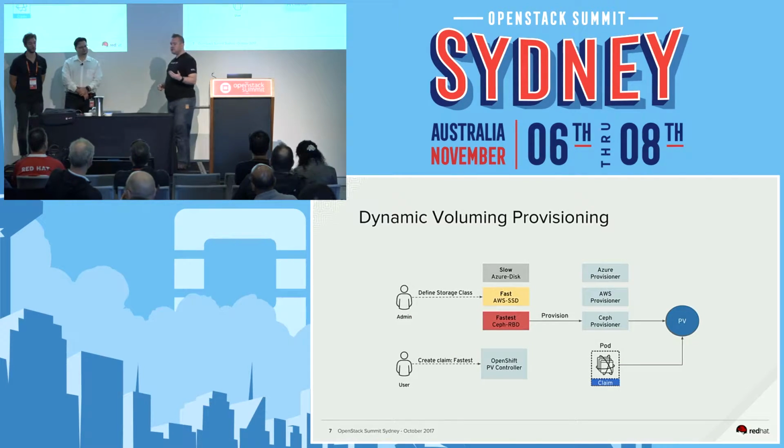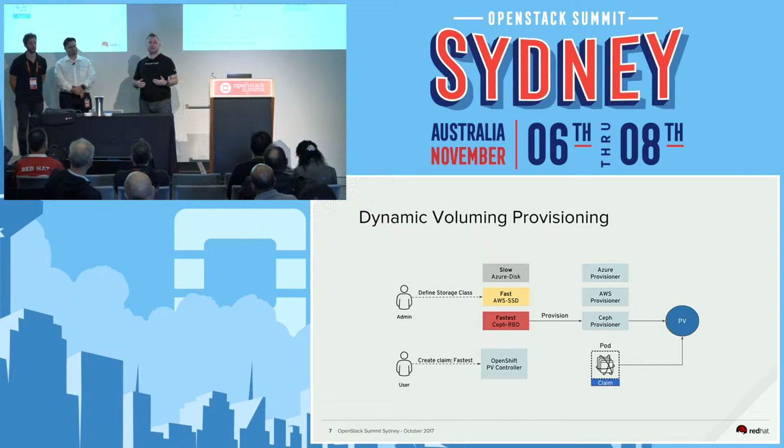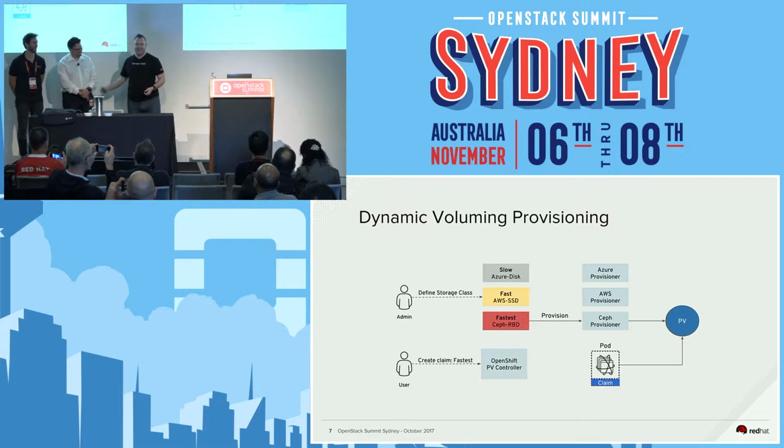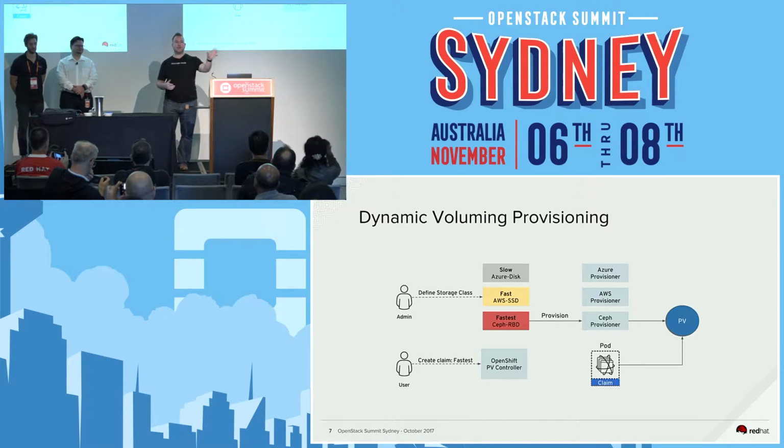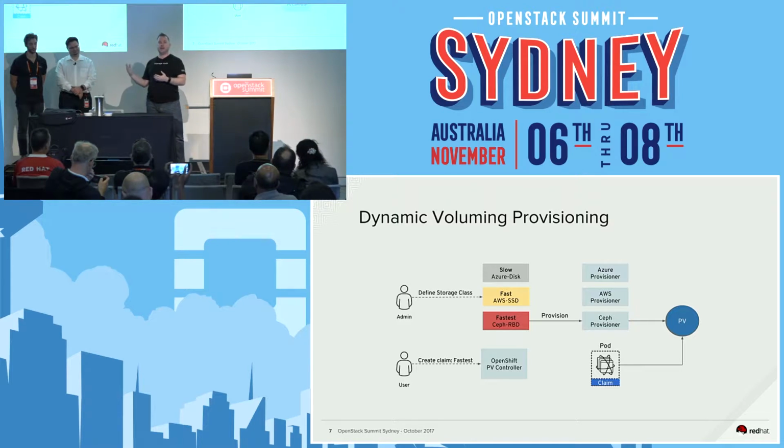And then the way in which that piece works is we have this concept of storage classes. So we define the characteristics of the storage and how it behaves underneath. So we've got slow Azure Disk, we've got semi-fast Amazon, and then we've got super blazing fast Ceph, right? And then the operator or the user creates a claim, saying, hey, look, I want that, and then Kubernetes creates it and binds that claim to that storage persistent volume, right?